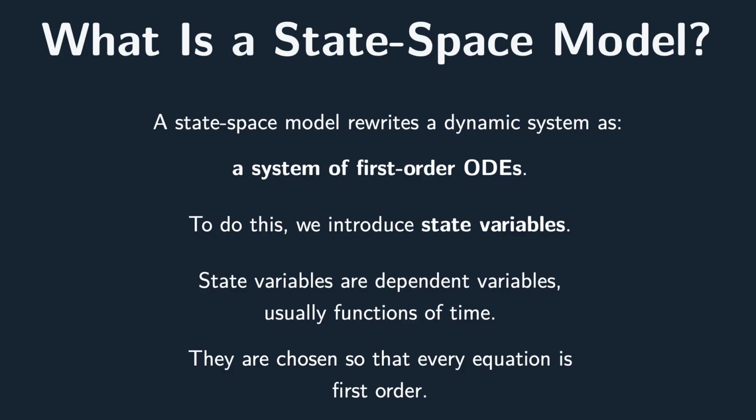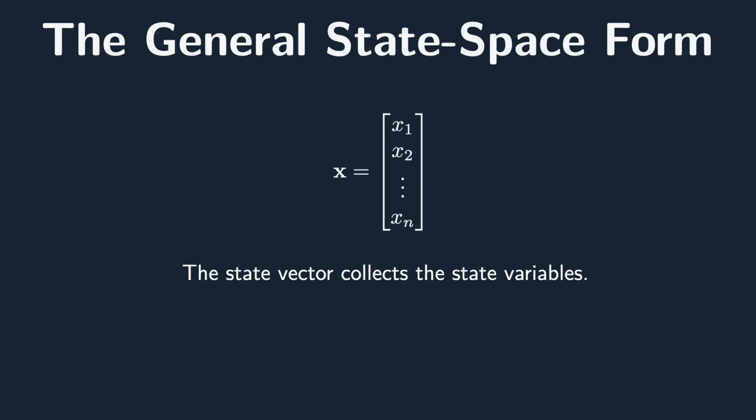So, for now, the most practical way to think about a state space model is this. It rewrites the dynamics as a system of first-order ODEs using state variables. In state space, we collect the state variables into a vector. We usually write this vector as bold X. For example, bold X may contain x1, x2, and so on, up to xn.